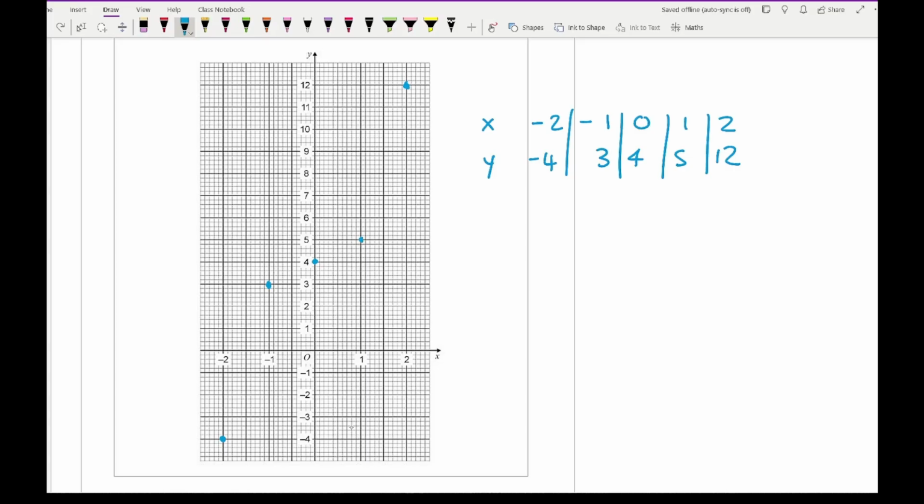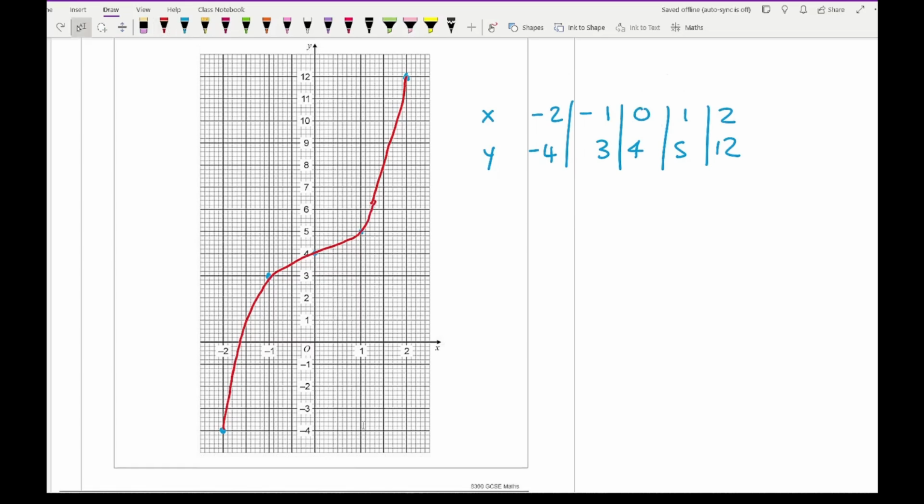So it's going to produce an S-shaped curve. All that's left for me to do is, to the best of my ability, and again, this is really difficult doing this on the computer, you then want to just join those points up with a smooth curve, so it looks something like that.